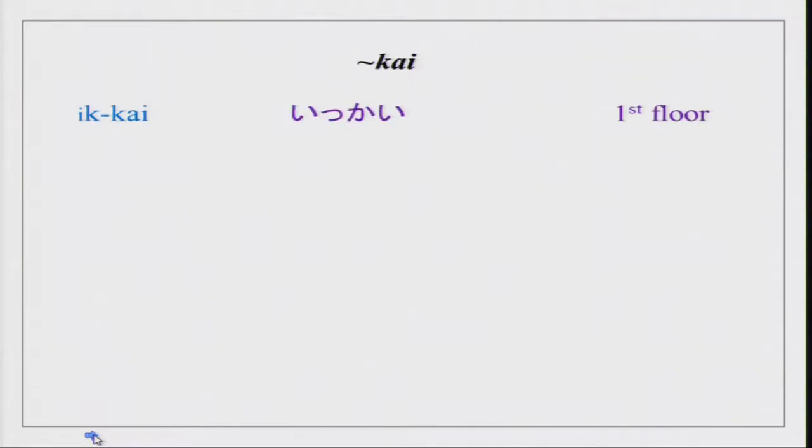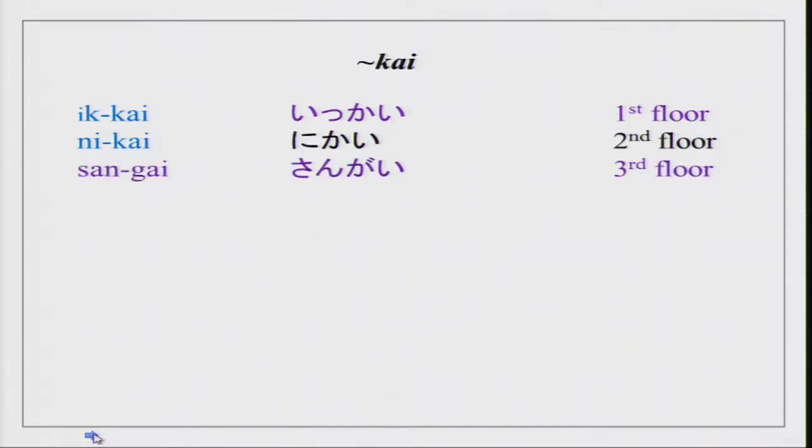Ikkai, nikai, sangai. Sangai means the third floor, and you will see kai changes to gai. Well, you have seen the same change in hyaku and byaku as well.